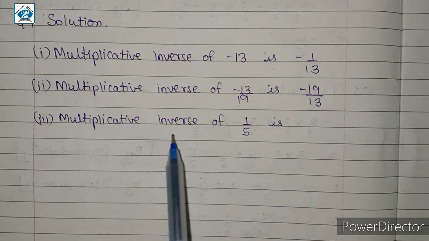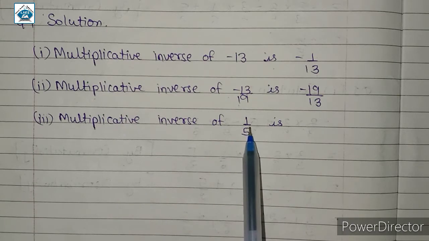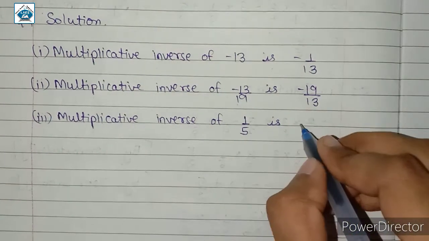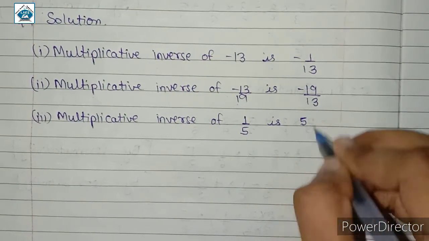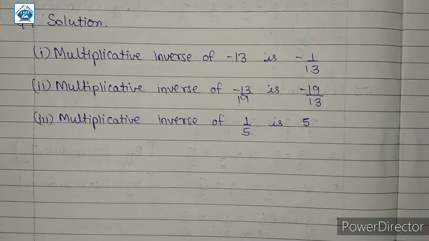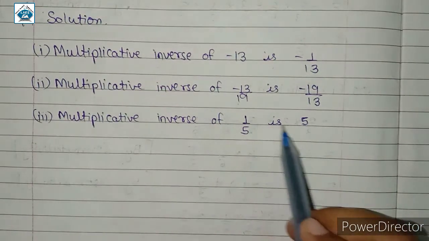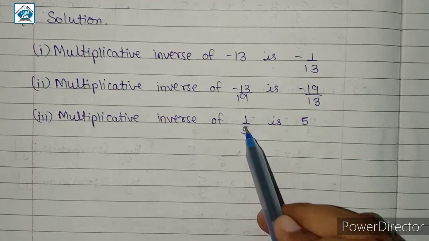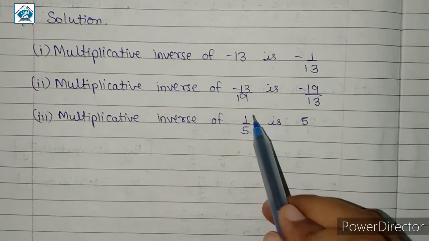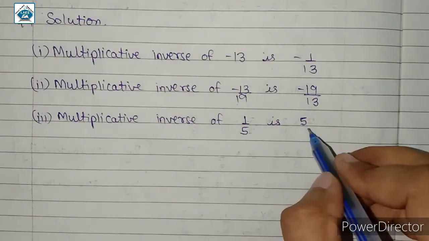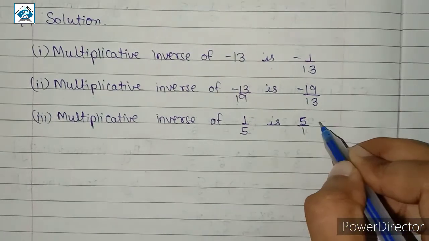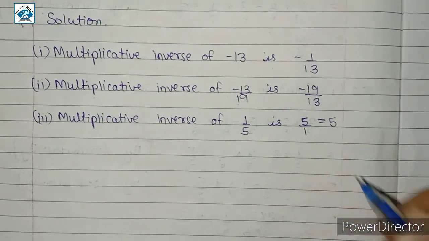Next, multiplicative inverse of 1 by 5. So here this is 5 by 1, or we can simply write 5 itself. The numerator becomes the denominator, and the denominator becomes the numerator. So the multiplicative inverse of 1 by 5 we will write as 5 by 1. So this is the same as 5.